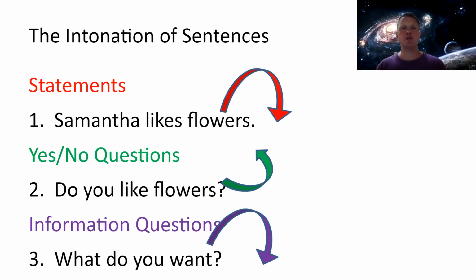So now if I were to read 1 and 3 using rising intonation, it would sound like this: Samantha likes flowers? Now that might be correct if you're surprised that someone has told you this information. Yeah, Samantha likes flowers. Really? Samantha likes flowers? That would be appropriate.